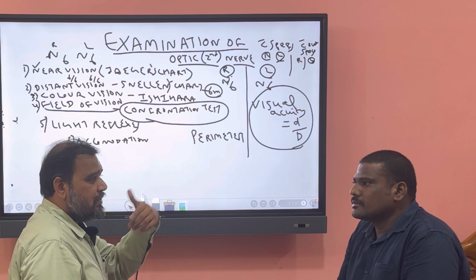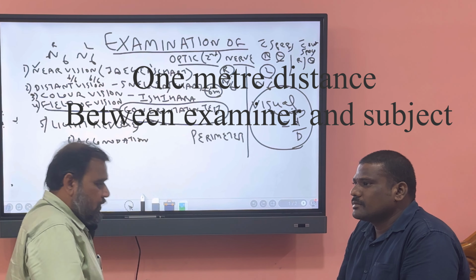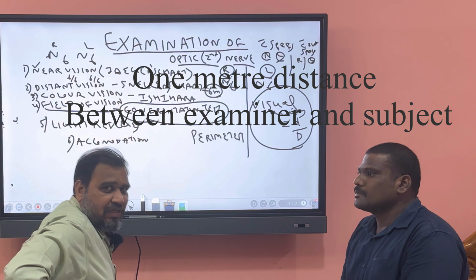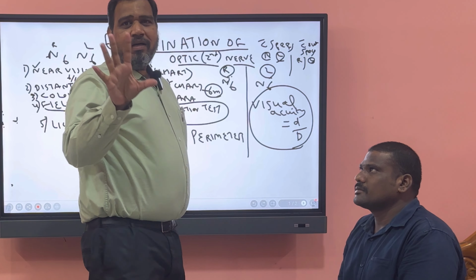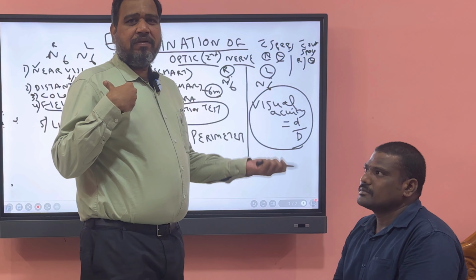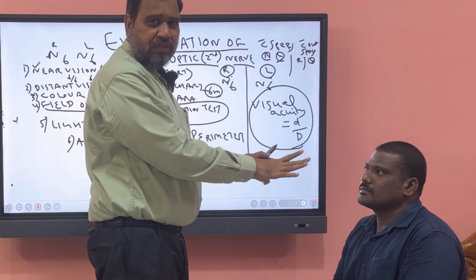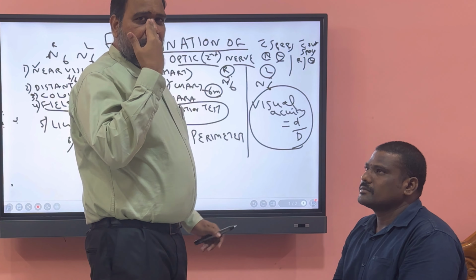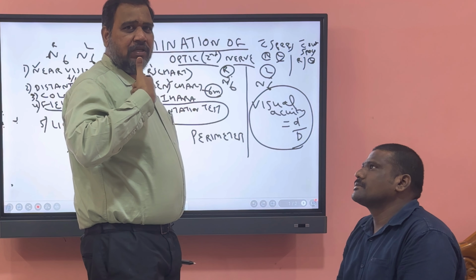I am the examiner, he is the subject, at one arm distance. Height should be the same. For example, just imagine, in the confrontation test, the examiner's field of vision is compared with the subject's field of vision. I am checking the subject's field of vision. What I am doing here is comparing my field of vision with his field of vision.